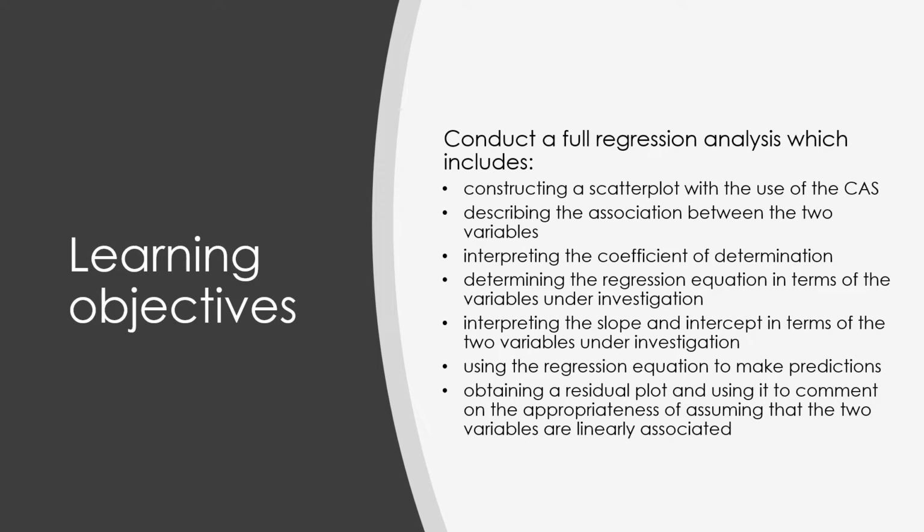this video. So the first one is to construct a scatter plot with the use of the CAS calculator. Second one is to describe the association between the two variables. The third one is to interpret the coefficient of determination. The fourth one is to determine the regression equation in terms of the variables under investigation. The fifth one is interpreting the slope and intercept in terms of the two variables under investigation. The sixth one is to use the regression equation to make predictions.